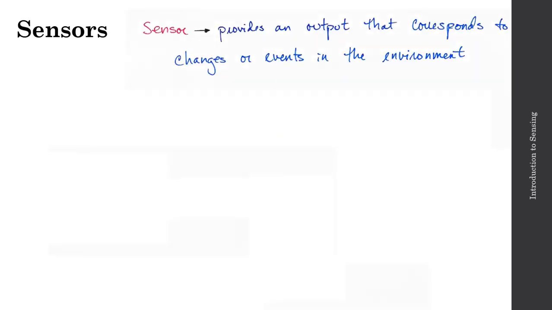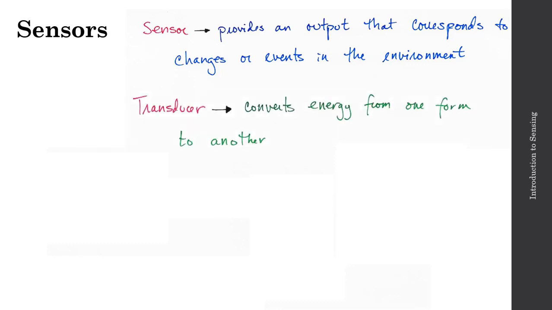A sensor provides an output that corresponds to changes or events that occur in the environment in which the sensor is operating. Now, sensors are in fact transducers, where transducers convert energy from one form to another. Transducers, however, can also be actuators, so they can take some electrical signal and actuate, say, a motor to perform some task in its environment.